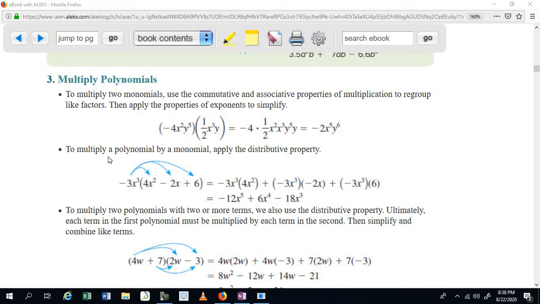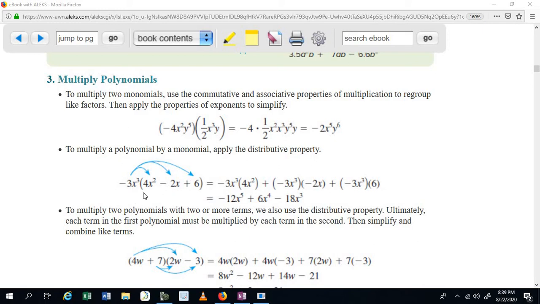Okay, so then the next thing is, how do we multiply a polynomial by a monomial? And so let's say you have this monomial, -3x cubed, and you want to multiply it by this polynomial, 4x squared minus 2x plus 6. Well, to do that, what you need to do is distribute the -3x cubed to each of the terms of the polynomial.